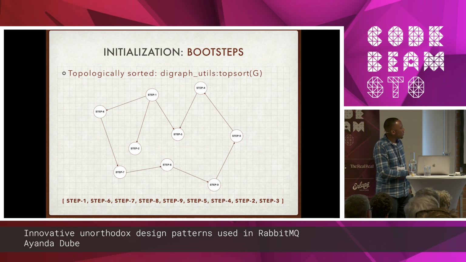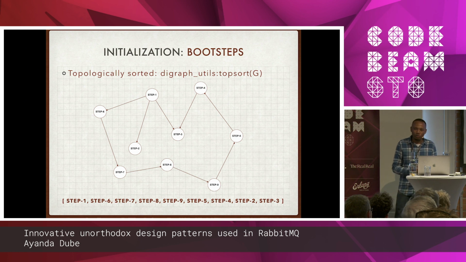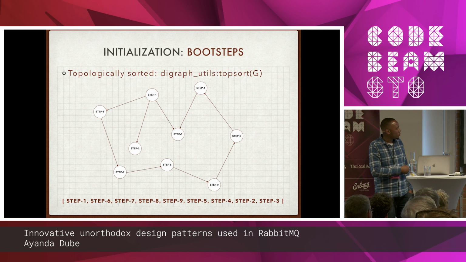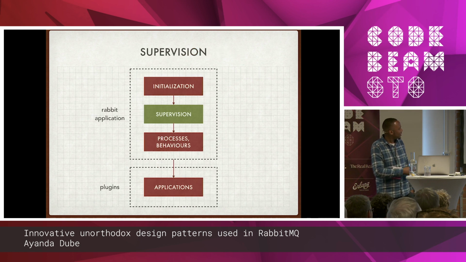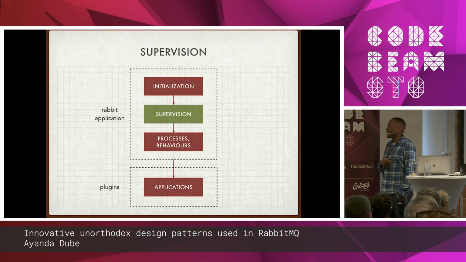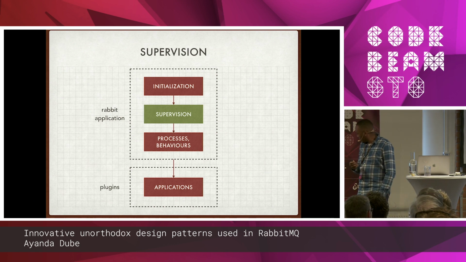So if you had a number of bootstraps across your applications, right? A graph will be created. And I think that's the cool thing about OTP, that we get all these utilities that are available, like the directed graph utils module. We can just get the topological sort of your graph, and then your steps will be executed like that. So, yeah, that's bootstraps initialization. And then on supervisors.